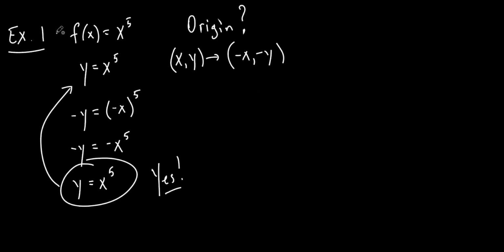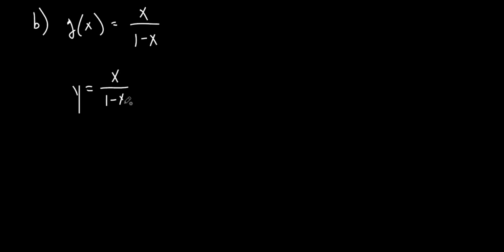That was part A. Let's do part B. We'll just move it down. This one looks a little more confusing. Now they put g of x, but again, we can just replace g of x with what? With y, correct. All right, so here we go. Let's do this one. Everybody watching? So instead of g of x, we can just say y equals x over 1 minus x.